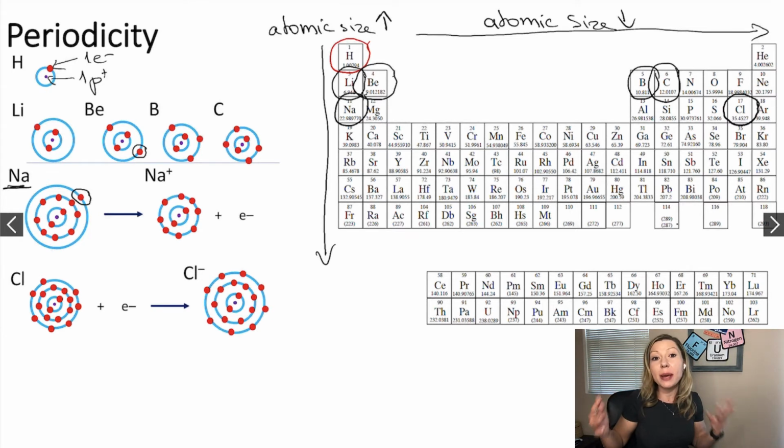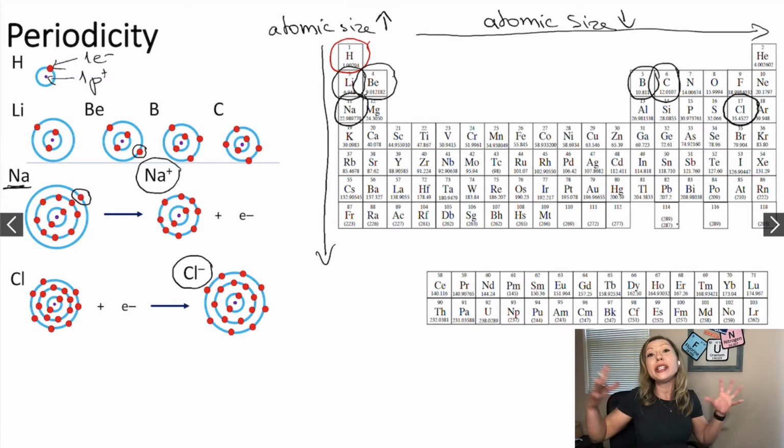So from here we can make the conclusion that when we are producing positively charged ions, they are going to be smaller than the neutral counterpart. And when we are producing negatively charged ions, they are going to be larger than the neutral counterpart. Now, what happens when ions contain the same number of electrons?